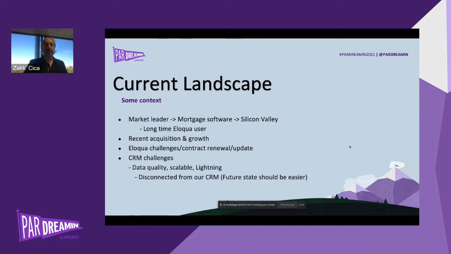The change into Lightning. At the moment, to be clear, Pardot is currently disconnected from our Salesforce. We are working on a large project to update our Salesforce CRM, and it's one of the reasons, again, we went with Pardot, and I'll explain as we go on.